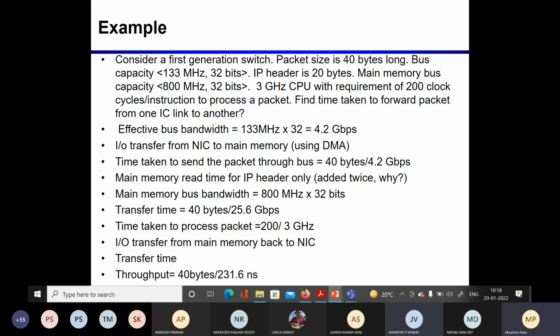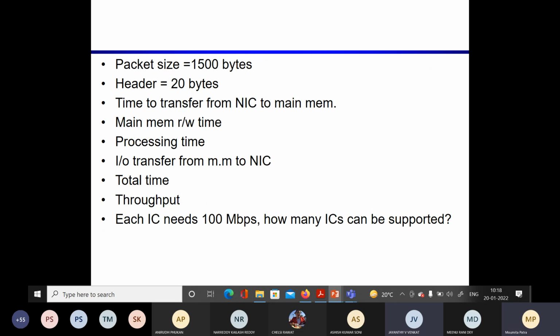Okay, but now I want you to calculate for another question. So this you will do in the class. Next question you will do right now and give me the answers. Please note, the only change in the next question is that you have a bigger packet size, that is 1500 bytes. Header as usual is 20 bytes, and as per the previous question all other properties are the same.